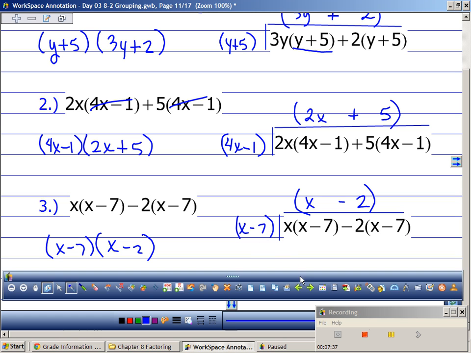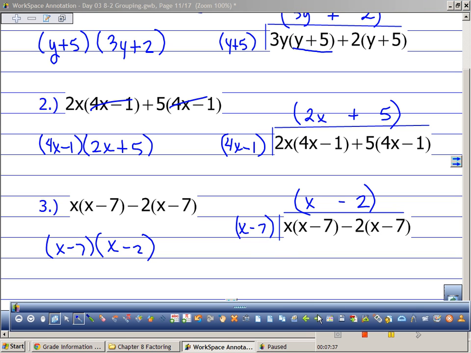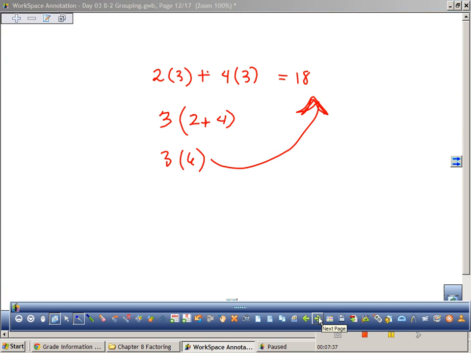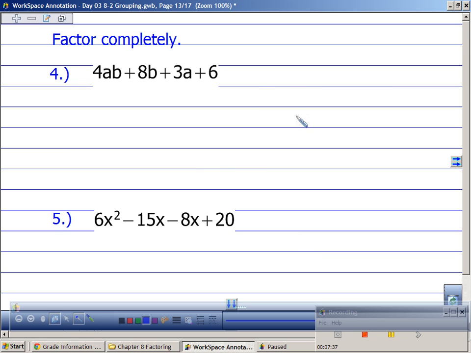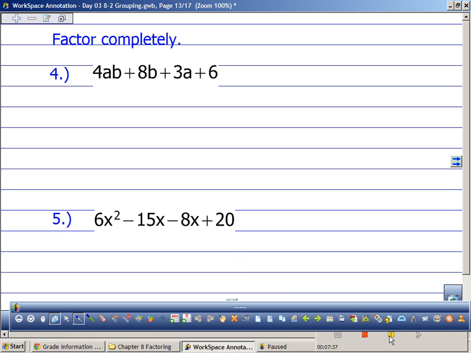I thought, you know what? The whole box method, the organization of it makes a lot of sense. May I go? All right, why don't you guys factor number 4 completely using the box method or grouping first? The grouping method or the box method?